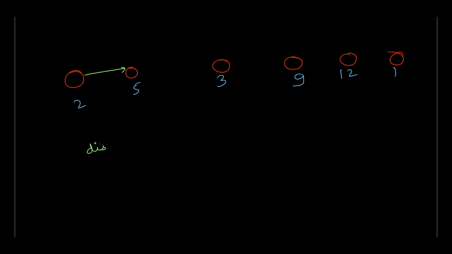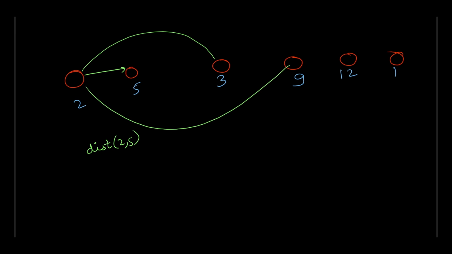So suppose you are given a subset of edges, and let's say this is vertex 2, this is 5, this is 3, 9, 12, and this is 1. Then you know that the cost of connecting 2 and 5 is equal to the distance between 2 and 5, which you have already computed in the last step, right? And in fact, 2 can also be connected to 3, 2 can also be connected to 9, assuming that everything is one connected component. If they are not, you can just assume the cost as infinity.